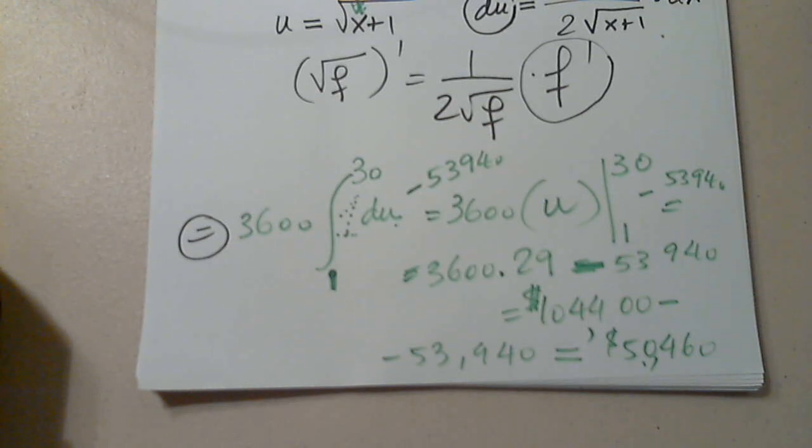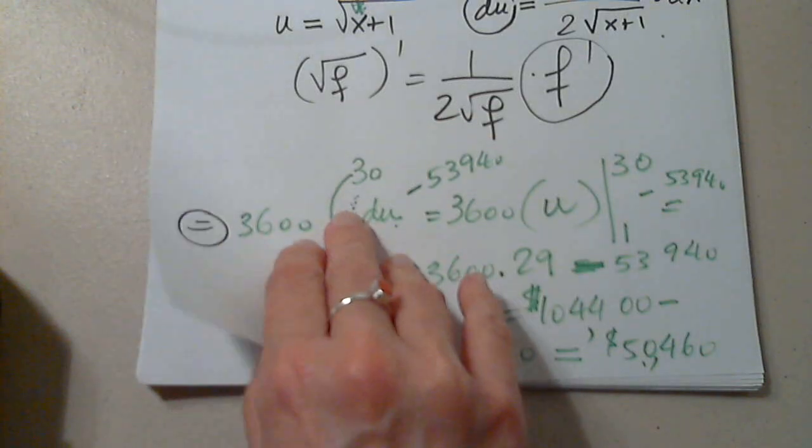In other words, if we buy 899 units at $60 per unit, we get an extra value of $50,460. Now let's see how much they get extra, the producers.